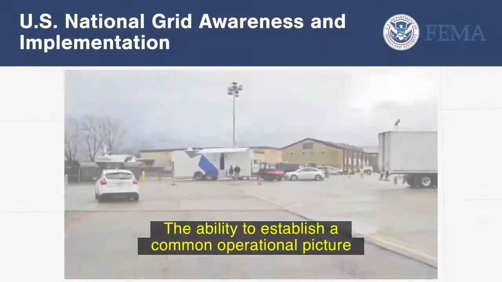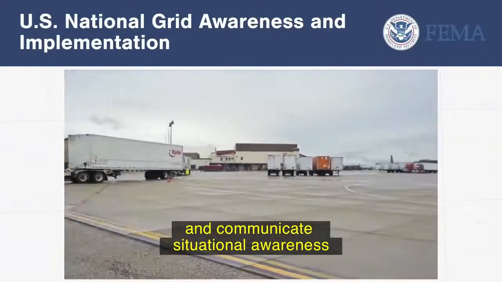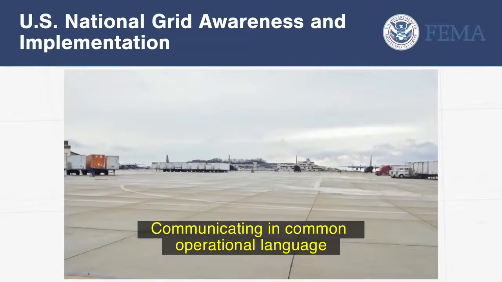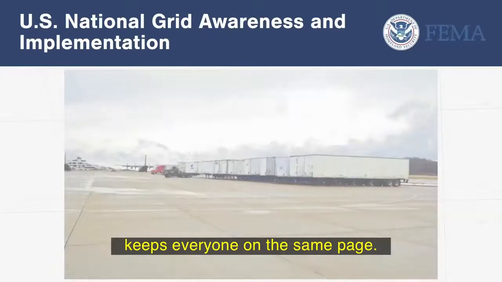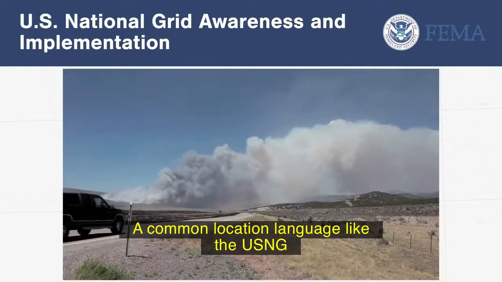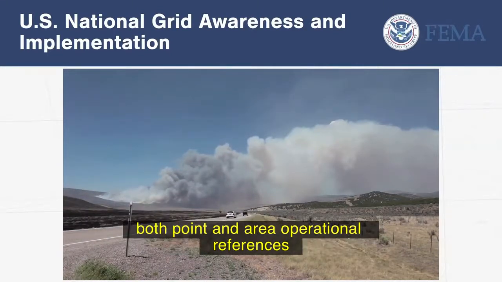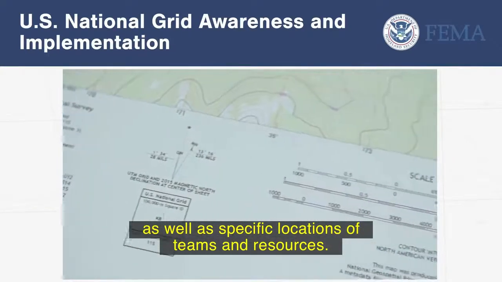The ability to establish a common operational picture and communicate situational awareness is a critical element of an effective operation. Communicating in common operational language keeps everyone on the same page. A common location language like the USNG provides a consistent way to describe and communicate both point and area operational references, as well as specific locations of teams and resources.